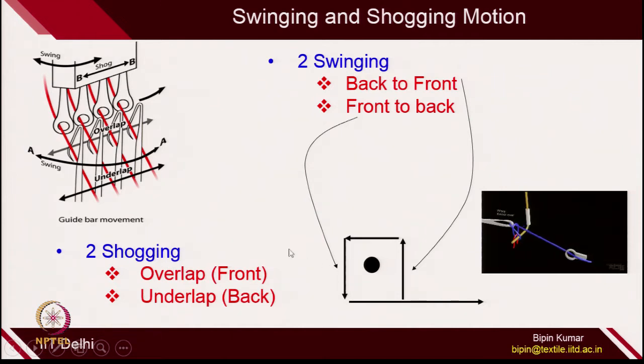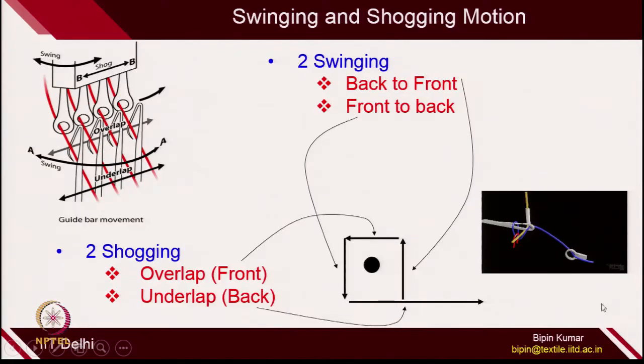Shogging motion is nothing but the displacement of the guide along the direction of the needle bar, the direction shown by the arrow. So, this is the lateral displacement. One is on the front side of the needle, and this is called overlap. The second one is called underlap, which is on the back side of the needle. Overlap is always for one needle pitch, while underlap can shift by one pitch, two pitches, three pitches, and because of that you will get different natures of fabrics.